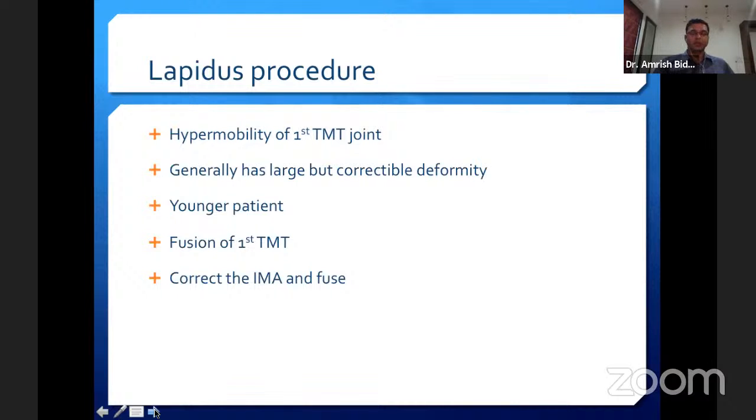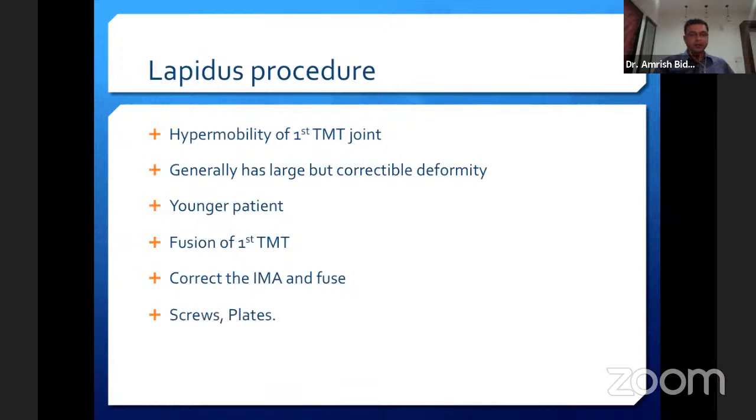Now, this is a procedure that is very common in the United States. In America, it is done very commonly. I trained in the UK, and it is not done that much in the UK. That is probably because most of the patients, whilst their deformities are pretty big, are not very symptomatic, but in America, they are all operated on.